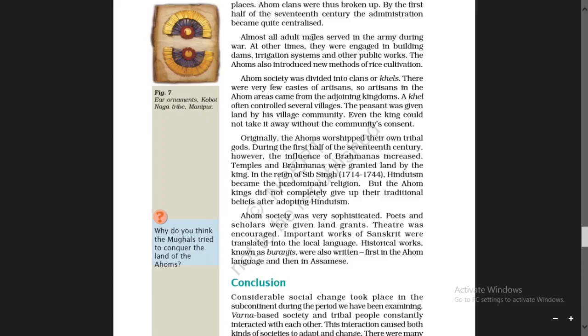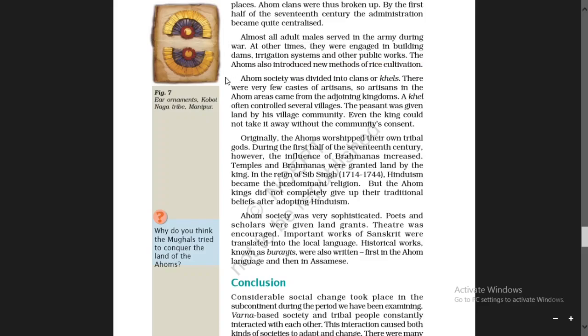Almost all adult males served in the army during war. At other times, they were engaged in building dams, irrigation systems, and other public works. The Ahoms also introduced new methods of rice cultivation.